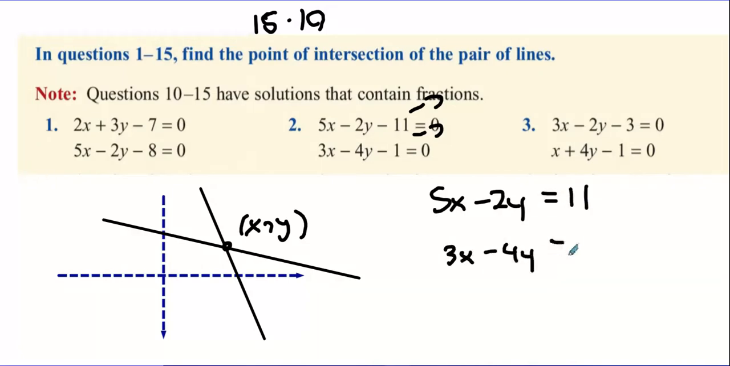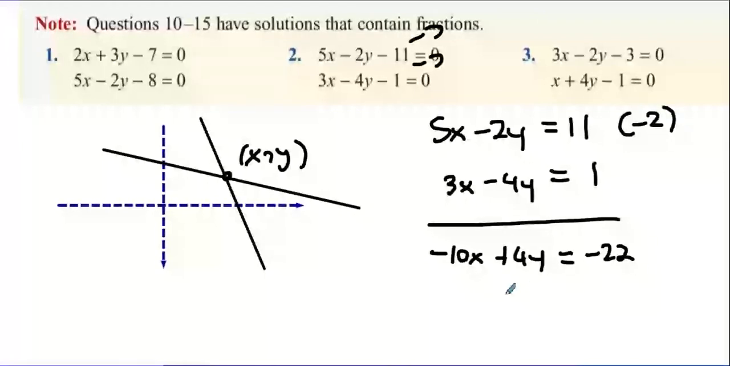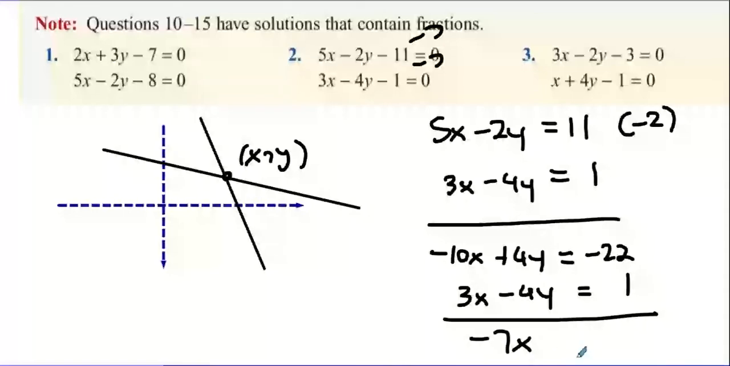Okay, so this is what we're at so far. Now I'm going to turn the top one into a plus 4y, so I'm going to multiply the top part by minus 2. So we're going to get minus 10x plus 4y equals minus 22. And then the bottom stays exactly the same. We're going to get minus 7x equals minus 21.